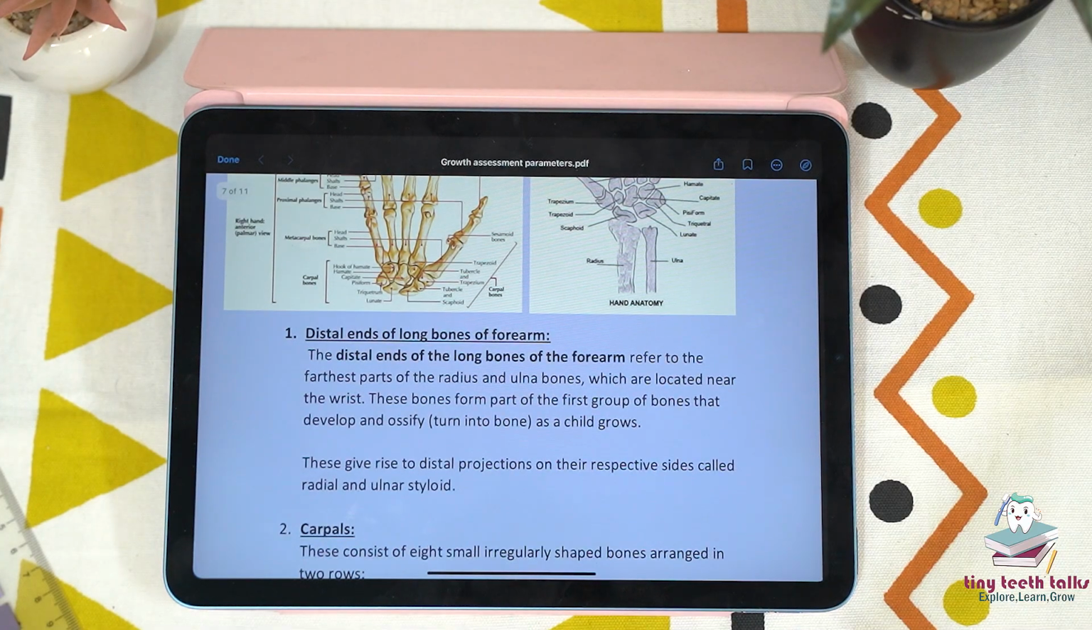It means that the far end, which is the distal end of the radius and ulna bones in the forearm, extends into projections or pointed parts, and these specific projections are called the radial styloid on the radius and ulnar styloid on the ulna. They are important anatomical landmarks near the wrist and play a role in the movement and stability of the wrist joint.